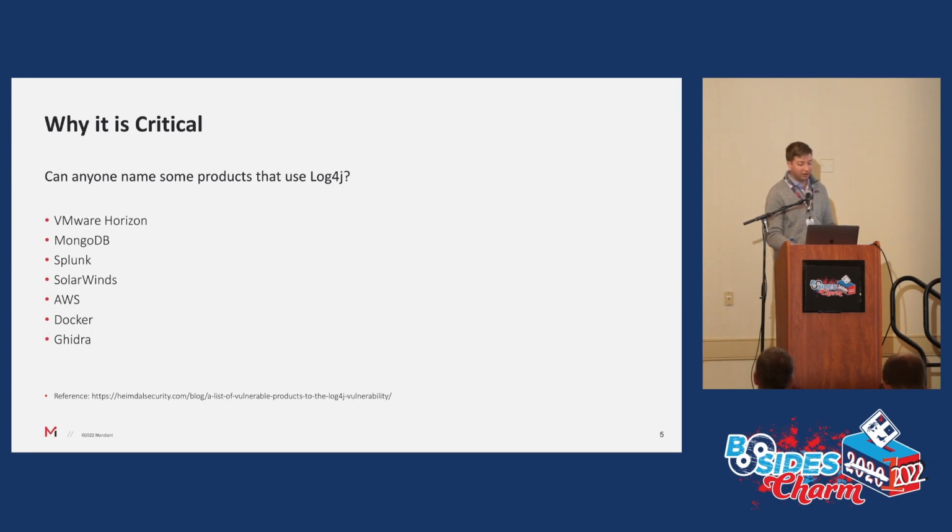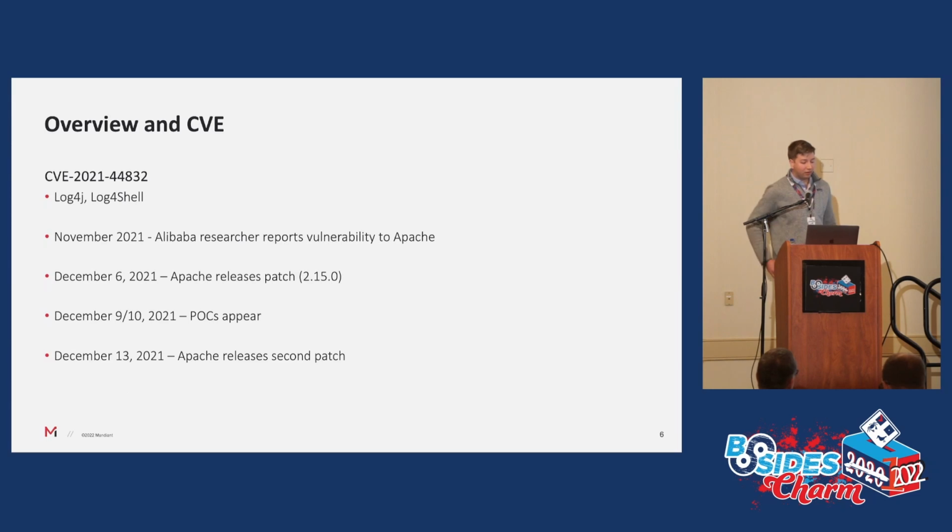So as you could probably imagine, the fallout is pretty significant. All right, so to talk through the overview of it, it was assigned CVE 2021-44832, dubbed Log4Shell. Basically back in November of 2021, an Alibaba researcher identified the bug and reported it to Apache.